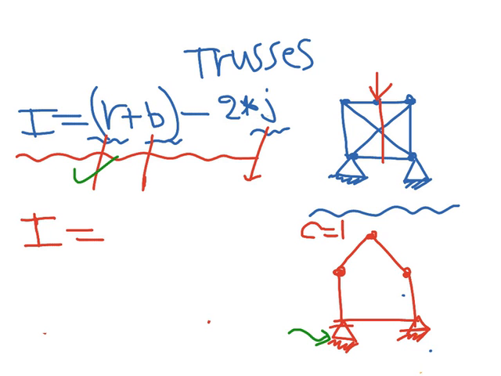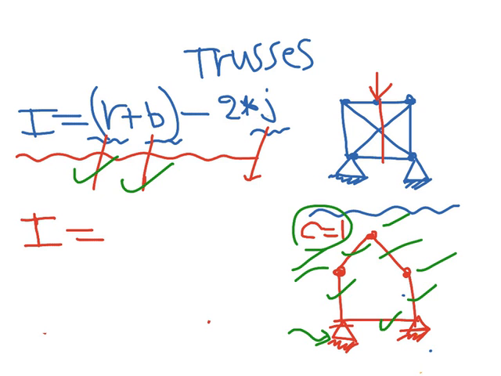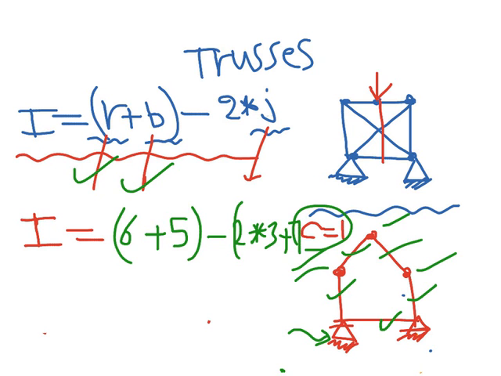How many members do we have? 1, 2, 3, 4, 5. We have 5 members. Let's check for joints. We have 3 joints. And we have a little addition to this equation, which is C. So we said that we have 6 reactions plus 5 members minus 2 multiplied by the number of joints, which is 3, plus C, which is 1.